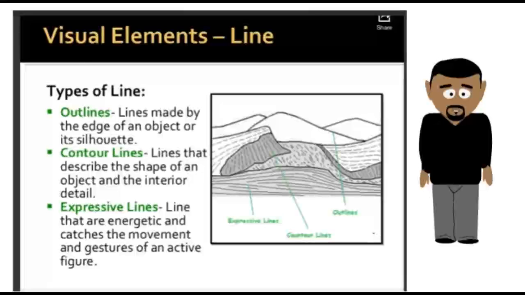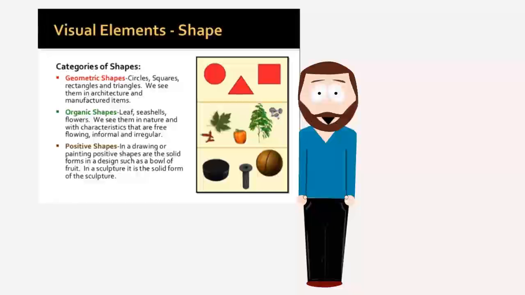Geometric shapes are circles, squares, rectangles, and triangles. We see them in architecture and manufactured items. Organic shapes, such as leaves, seashells, and flowers, are seen with characteristics that are free-flowing, informal, and irregular.